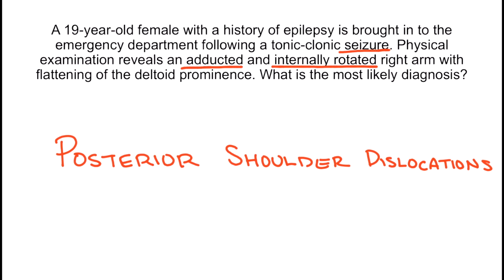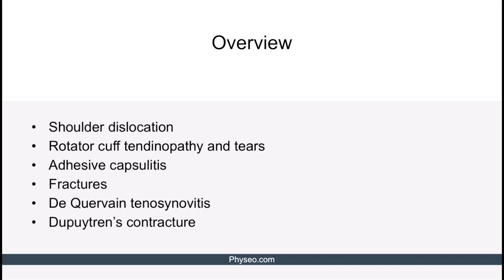Patients with posterior shoulder dislocations typically hold the affected arm in an adducted and internally rotated position, which is in contrast to patients with an anterior shoulder dislocation who will typically hold the affected arm in an abducted and externally rotated position. All right, let's move on to rotator cuff tendinopathy and tears.